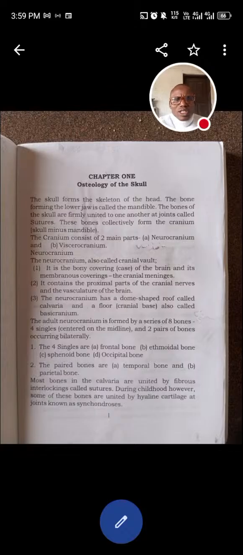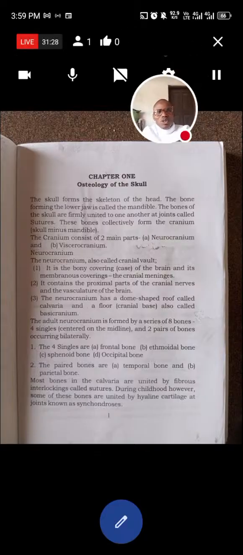Now, the bones of the skull are firmly united to one another at joints called sutures. These bones collectively form the cranium. Skull minus mandible, that is like this side not there. The lower jaw is called the mandible. So the cranium is this part, this one not there. And then the cranium consists of two main parts, the neurocranium and the viscerocranium. If you have done tag with us, you know we said visceral.